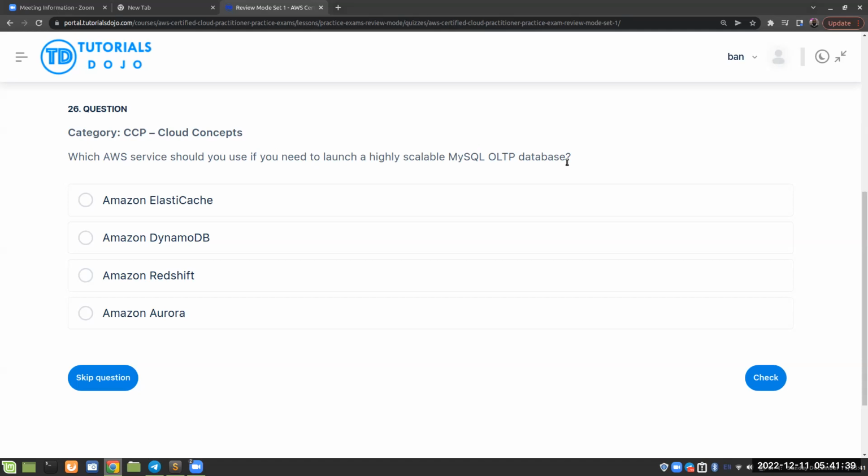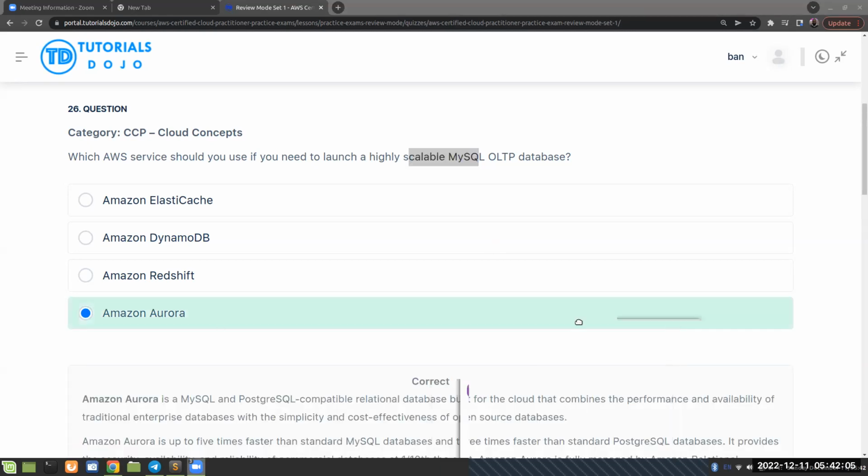Okay. Any different view? Let me see what chat says. I see two people, one person supports D, one says A. So let's take majority. Remember, it's highly scalable MySQL or LTP. So it's D. And why is that?